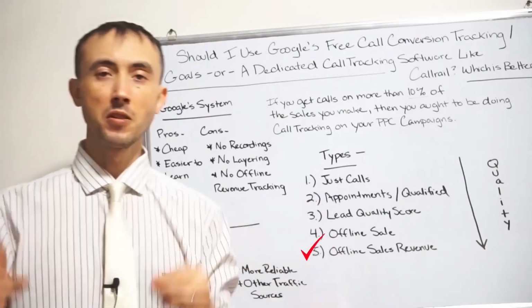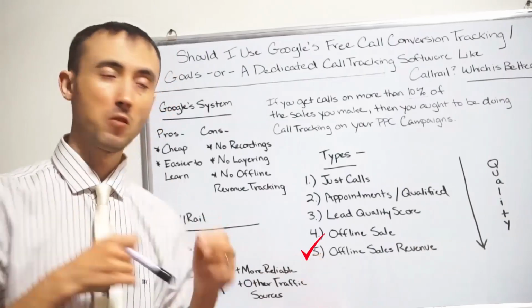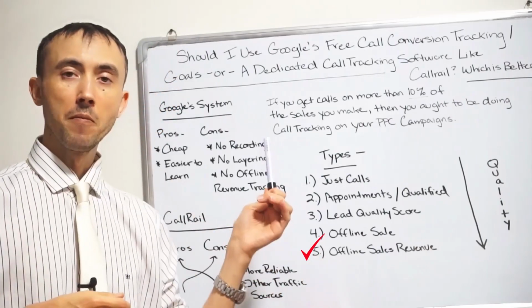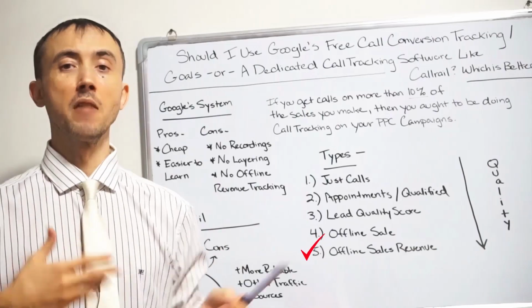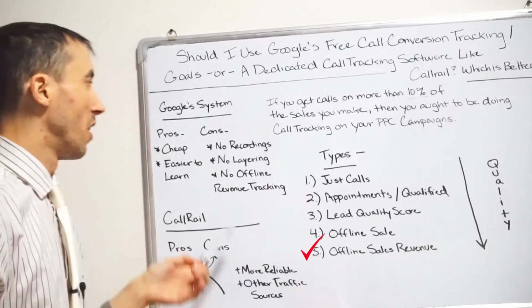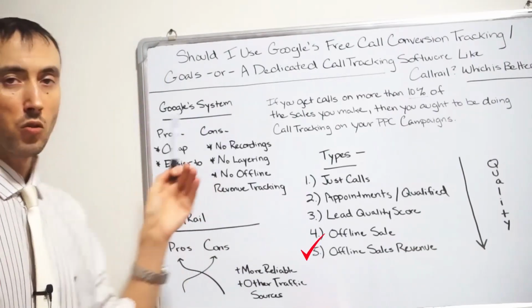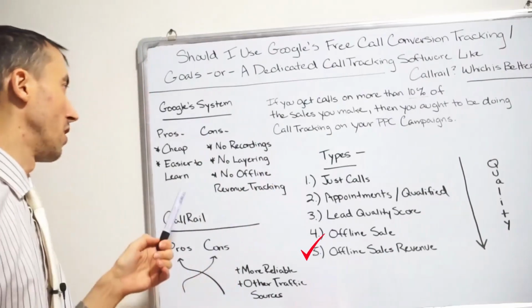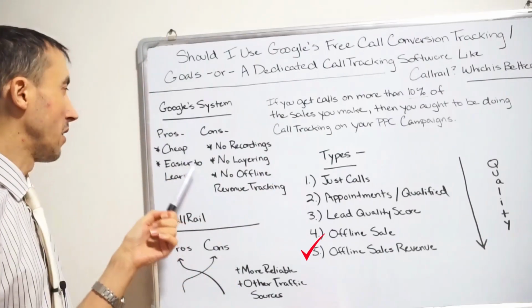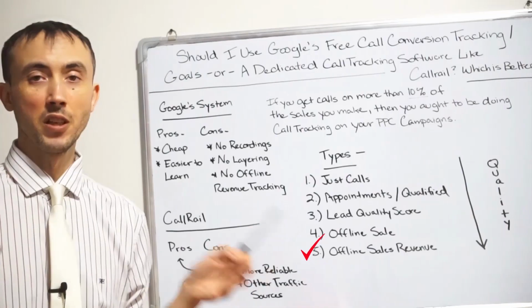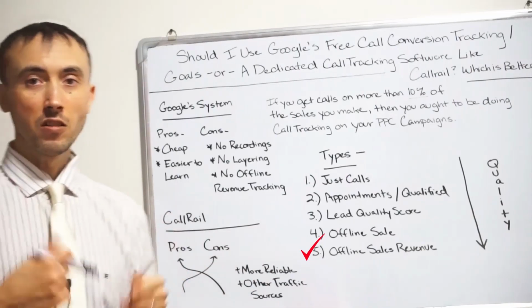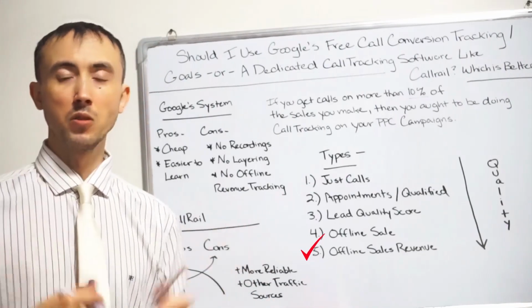But there are some other distinct benefits of using Callrail that I'll also mention next, to explain why I always use it on every client that we have here anyway. Google's system, just to quickly go through the pros and cons. The pros are the obvious. It's cheap, really it's free, right? And it's easier to learn. It's very, very simple, if you will.